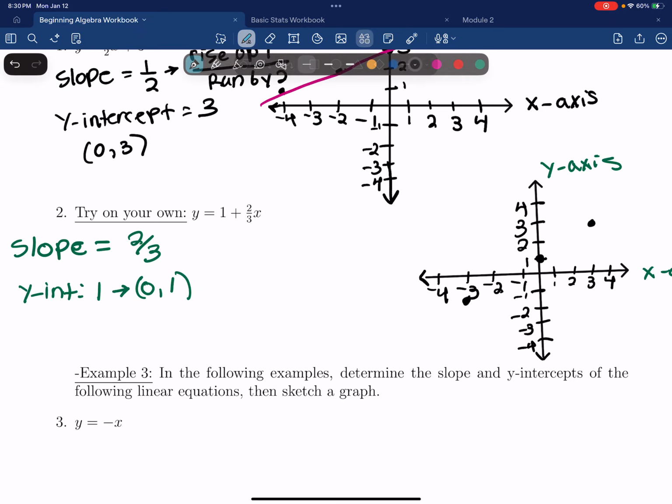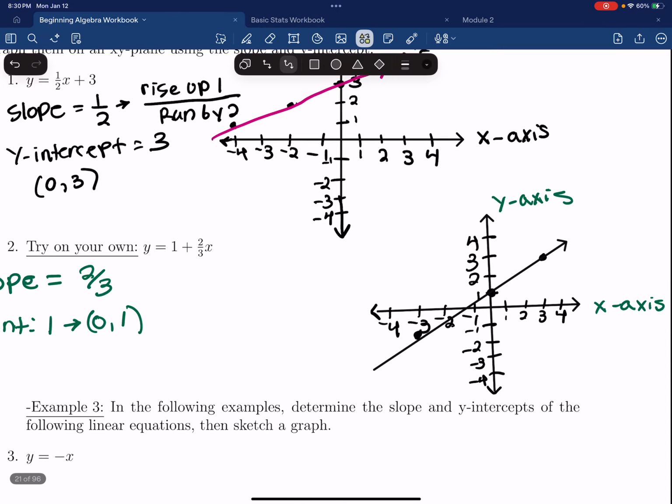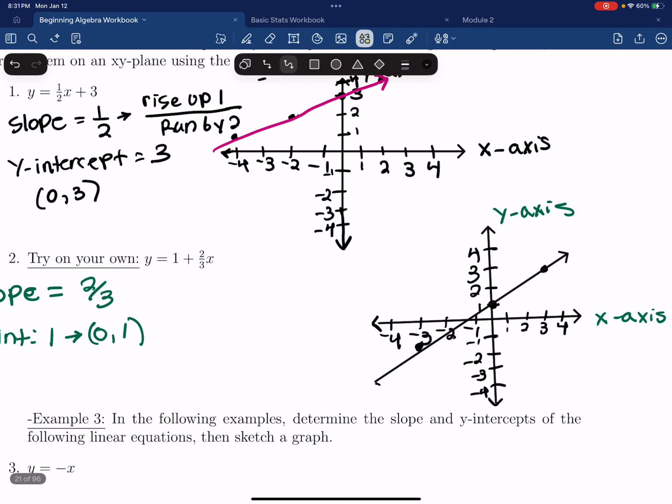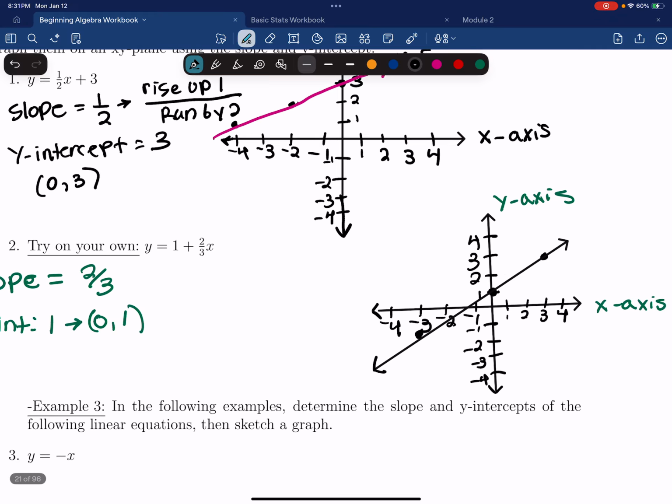But this time, I'm going to use the pink again. Oh, it's not pink. Okay, well, this is our linear equation. This is our linear equation: y equals 1 plus 2/3 x.